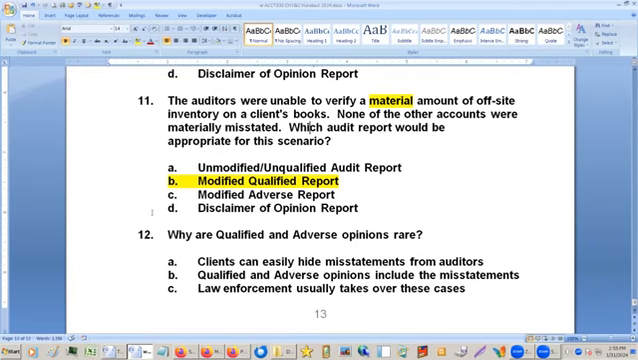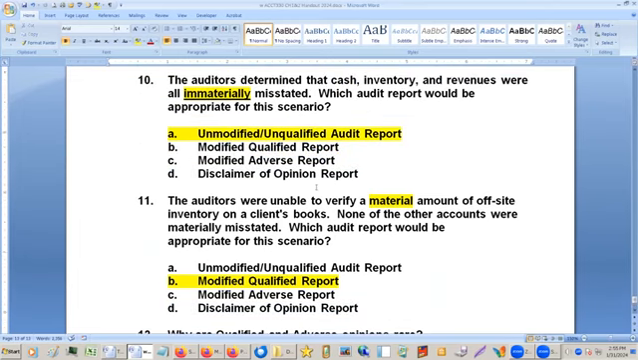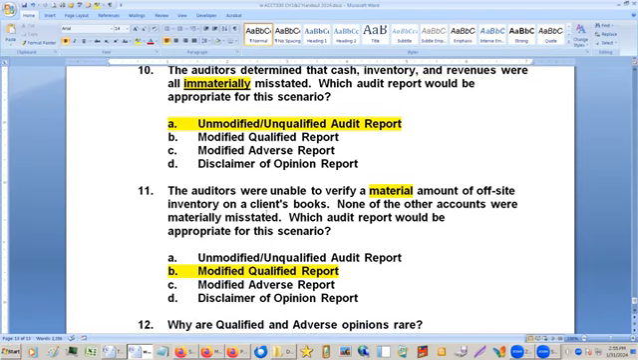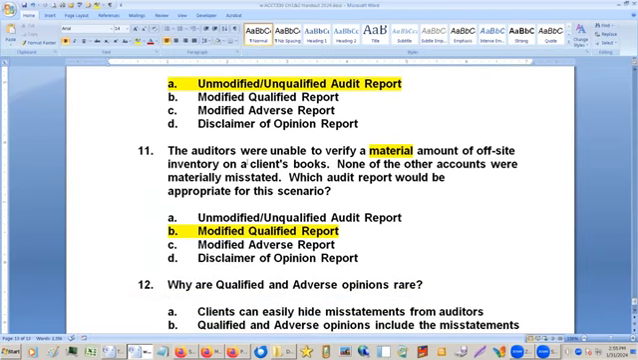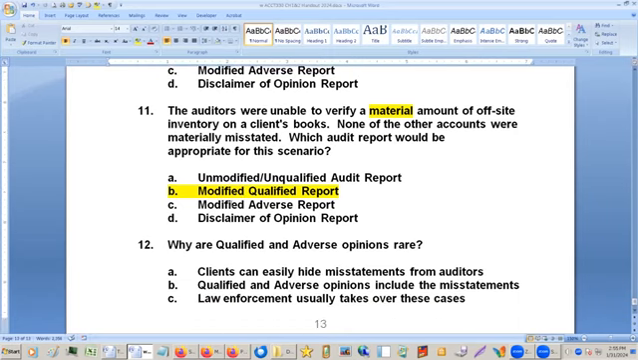If it was significant enough, you might give them a disclaimer, but usually that's going to be a modified report. It's unknown, but it's concentrated on one account, and even if that account was misstated completely, it'd probably end up being a modified report anyway. So in this case, even though you can't verify it, even if you took the worst case scenario, you'd probably end up with a modified report.